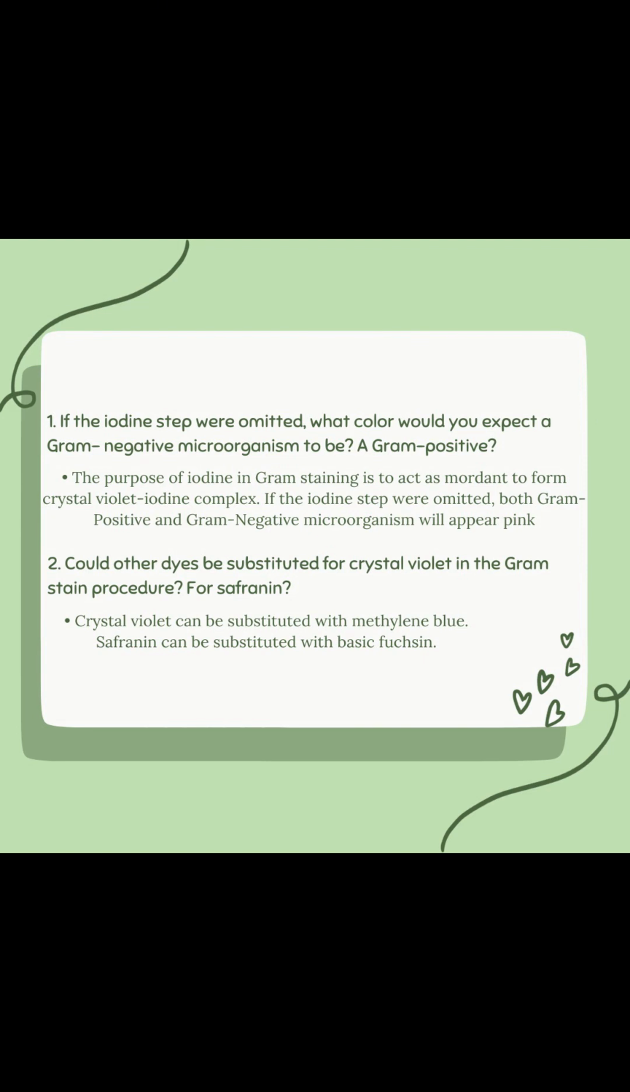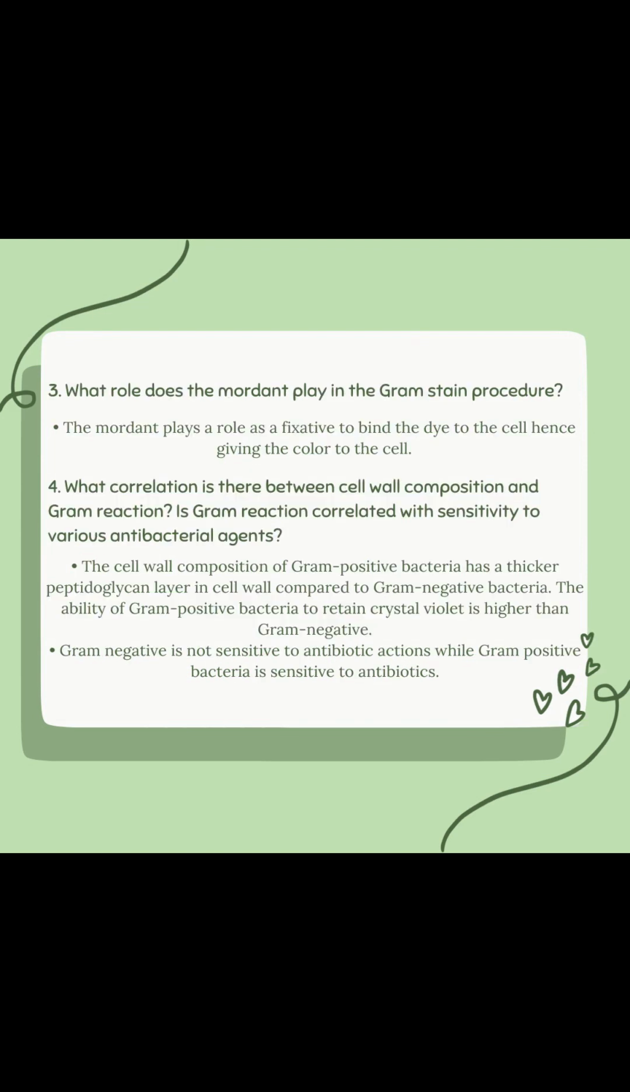Question number 2. Could other dyes be substituted for crystal violet in the gram stain procedure? For safranin, crystal violet can be substituted with methylene blue. Safranin can be substituted with basic fuchsin. Question number 3. What role does the mordant play in the gram stain procedure? The mordant plays a role as a fixative to bind the dye to the cell, hence giving the color to the cell.